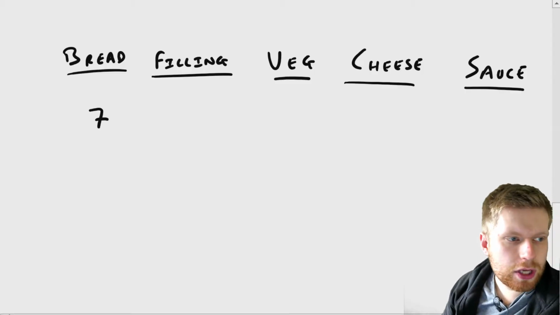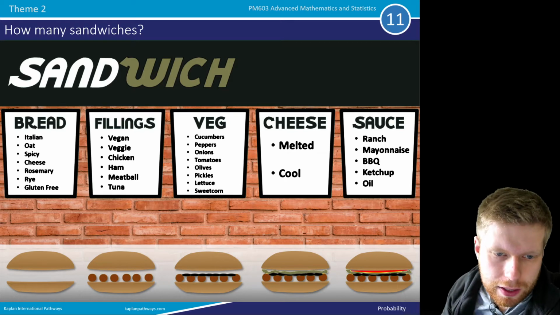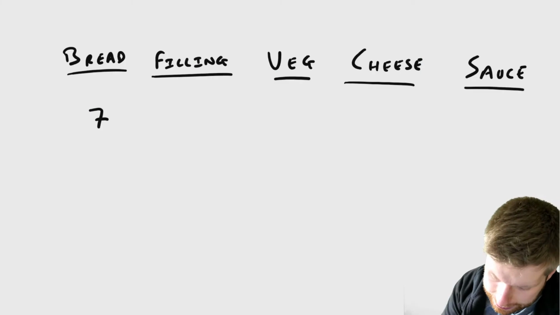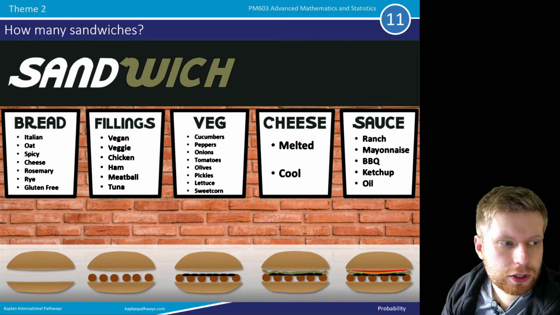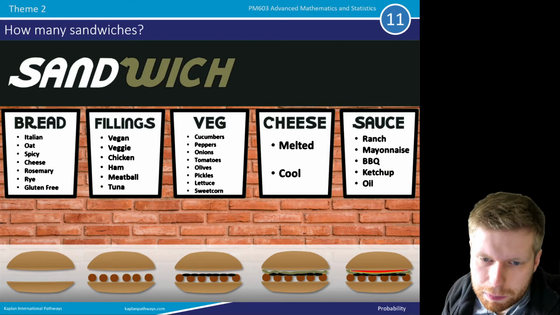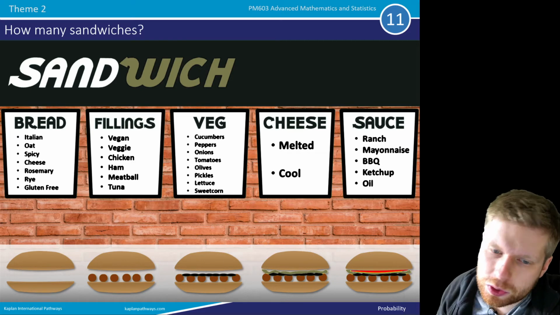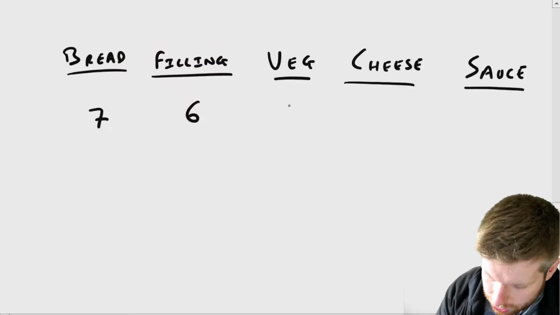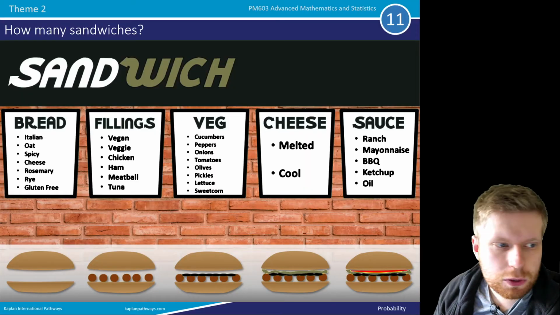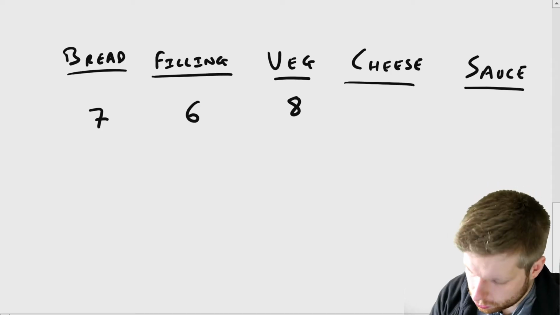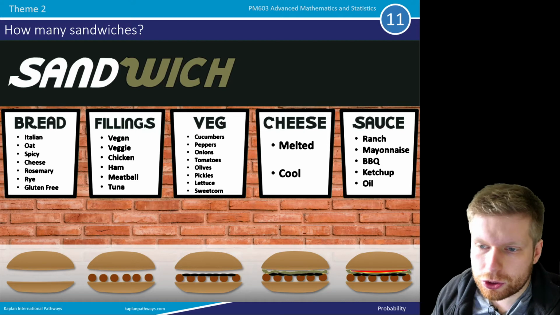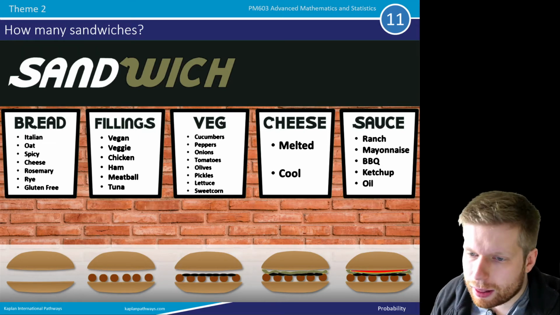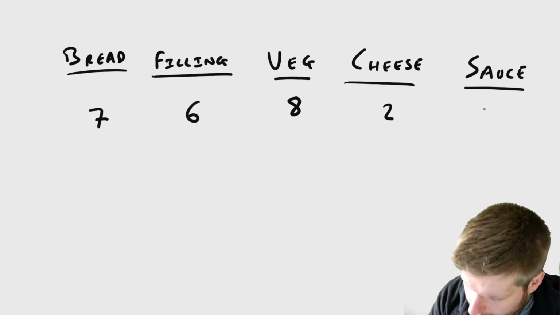Okay, then how many different types of fillings? Well, you could either have vegan, veggie, chicken, ham, meatball, or tuna. That gives me 6 different possible fillings. Okay, how many different types of veg were there? Well, there was cucumbers, peppers, onions, tomatoes, olives, pickles, lettuce, or sweet corn. It's 1, 2, 3, 4, 5, 6, 7, 8 different types of veg that you could have. And then for cheese, well, you can either have melted or cool. So there's 2 different types of cheese. And then for sauce, you could either have ranch, mayonnaise, barbecue, ketchup, or oil. That gives me 5 different types of sauce that I could have.